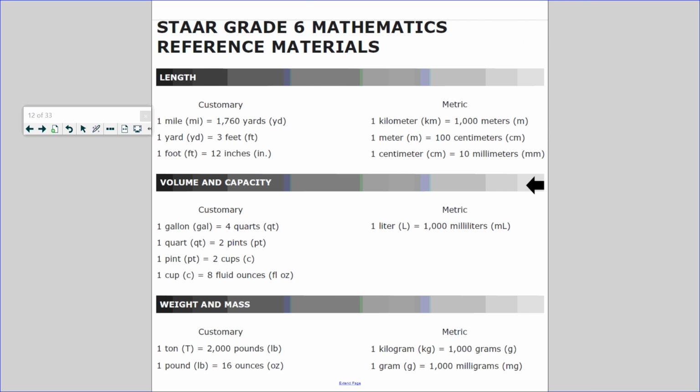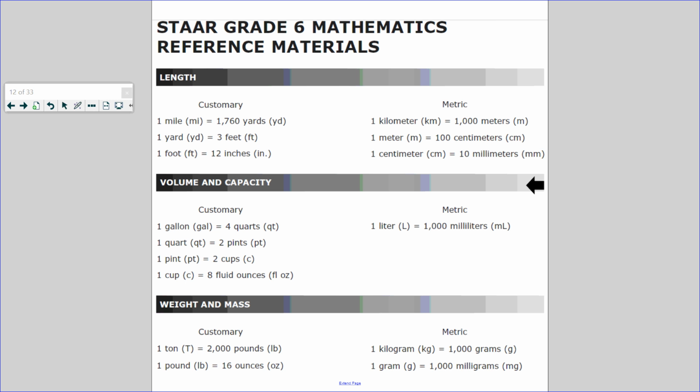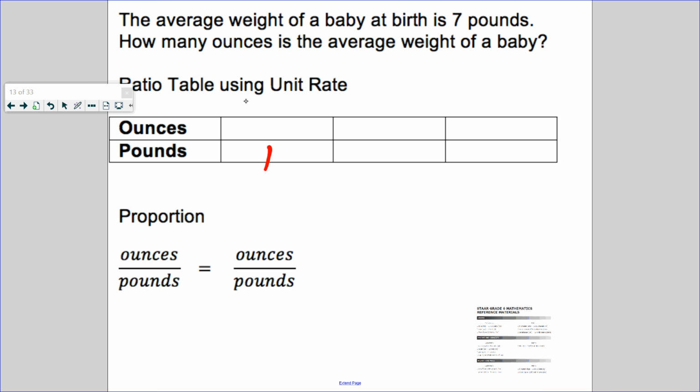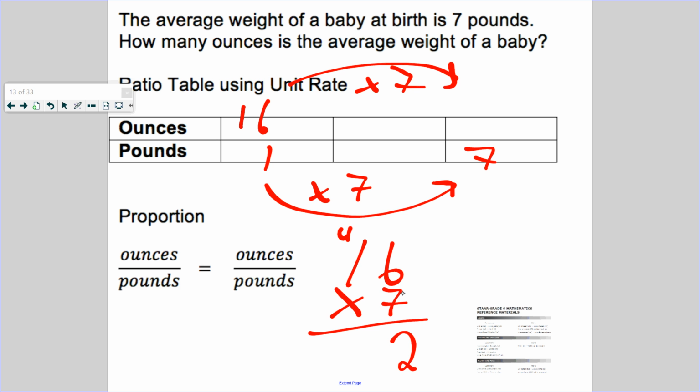So there are many ways, as you can tell, to solve it. You may make tables, maybe use proportion. It really doesn't matter. The average weight of a baby at birth is 7 pounds. How many ounces is the average weight of a baby? Well, let's look at a chart, pounds and ounces. It's right here. 1 pound is the same as saying 16 ounces. How do you build that relationship to 7 pounds? Times 7. 16 times 7: 7 times 6 is 42, carry the 4, 7 times 1 is 7 plus 4 is 11, so 112 ounces.